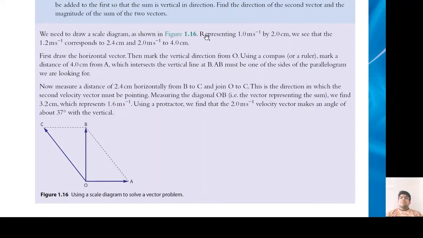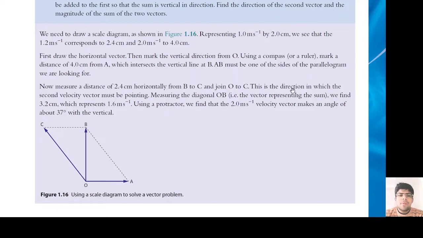Representing 1.0 meter per second by 2 centimeters, we see that 1.2 meter per second corresponds to 2.4 centimeters, and 2.0 meter per second to 4 centimeters. First draw the horizontal vector, then mark the vertical direction from O using a compass or a ruler. We can use a compass. If anyone doesn't have a compass, you can use a ruler.